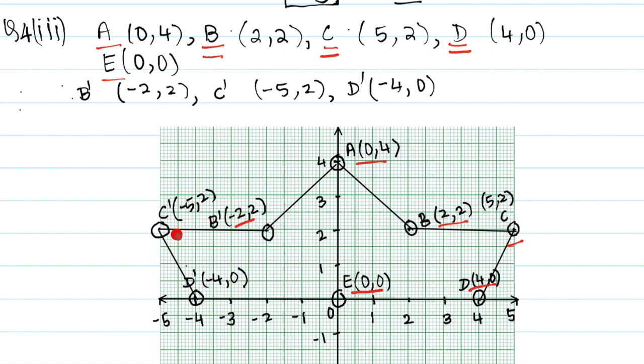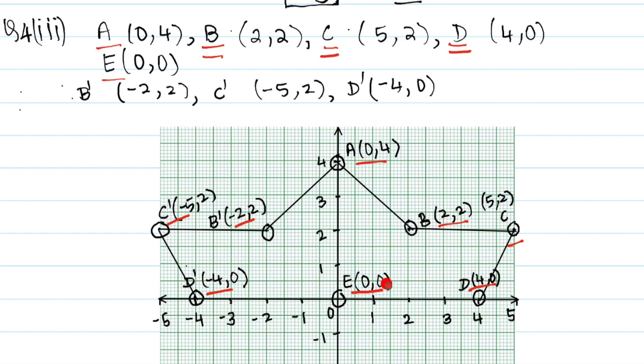C will be reflected like this to C dash. So C dash is here. And D will be reflected in the y-axis like this. So D dash is here. Now they tell you to join these points. It was in the order A, B, C, D, D dash, C dash, B dash and A.